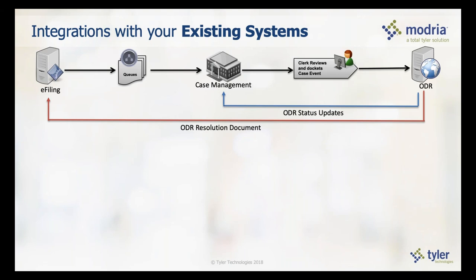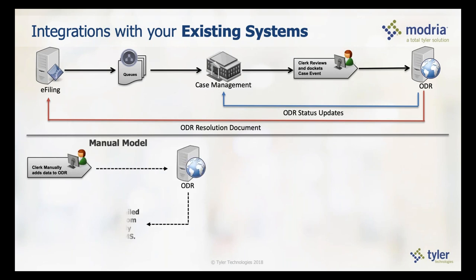So the clerk would do some work, it would go into the ODR system, and then the data could be passed back to the case management system and also back to the e-filing system. So at a very high level, that's your normal court process. But that's not the only way to do it. You can do what we call a manual mode. What happens in the manual approach is it puts a little more burden on the court staff to manually create these disputes or tasks in the ODR system, and then to manually upload any outcome from the ODR process back into the case management system.